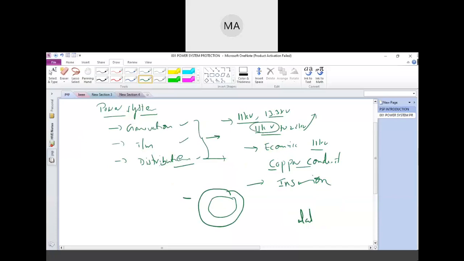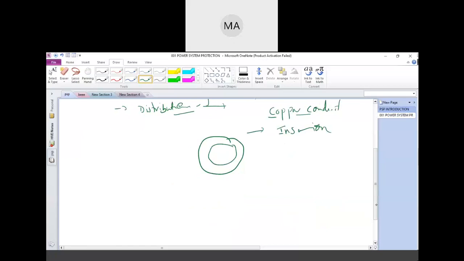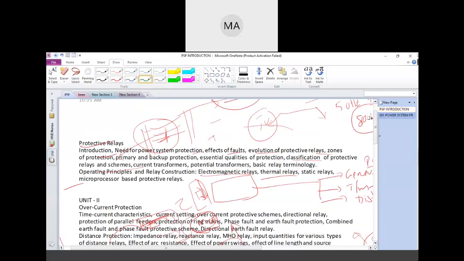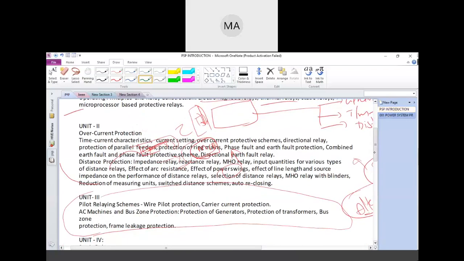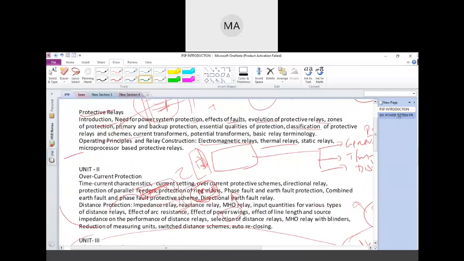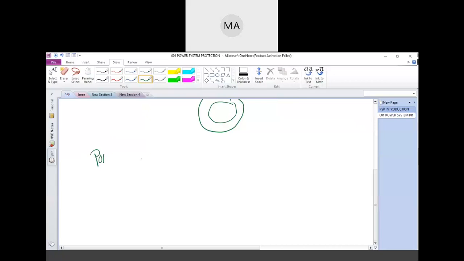Coming to protection, what is meant by switchgear? In some cases we have studied that switchgear and protection are related. So, power system protection and switchgear equipment. In our chapters, we have protective relays or current protection in chapter 1, then in chapter 3 pilot relay schemes, static relays, and the last one, the circuit breaker. These are the names we see in the books, or the general subject names: power system protection and switchgear.